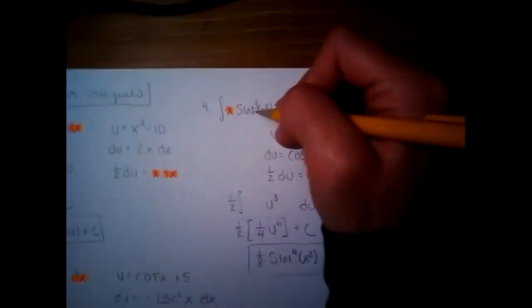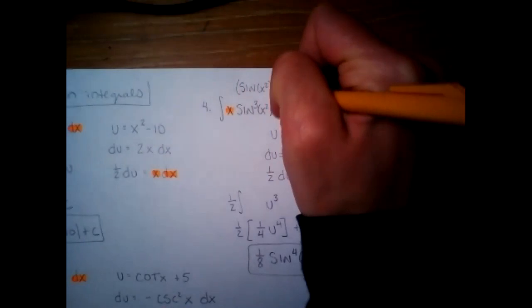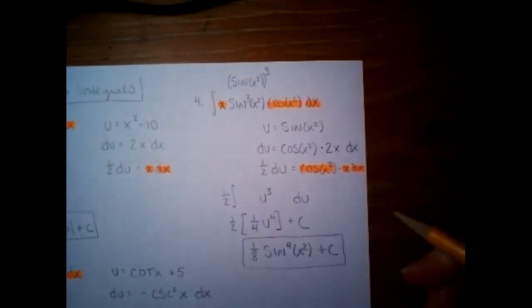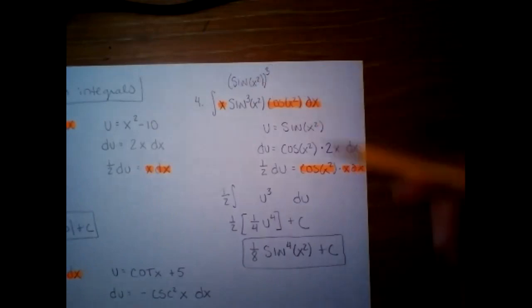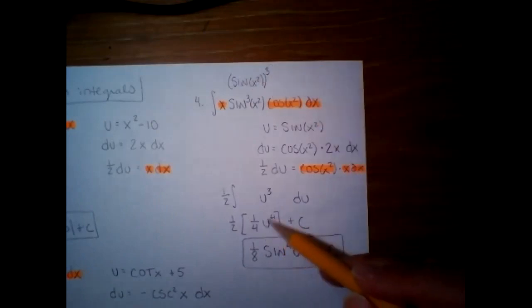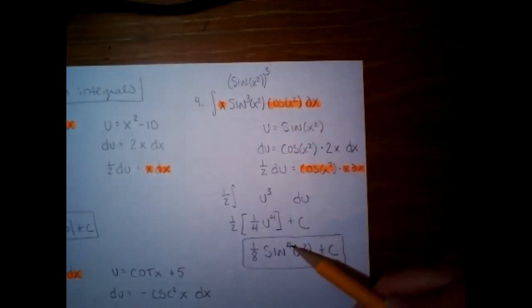And remember, this means sine of x squared cubed. That's what this means. When you see that cubed there, it's the whole thing being cubed. So like this is u to the 4th, it's this entire thing to the fourth.